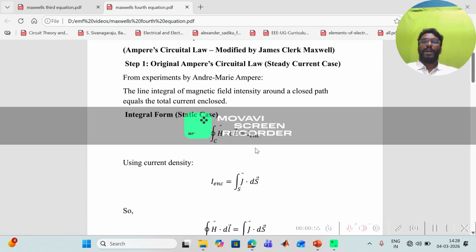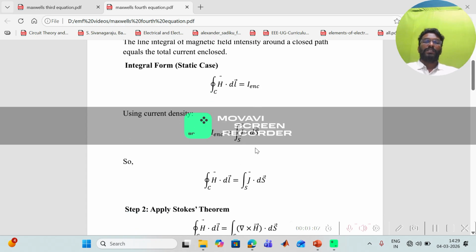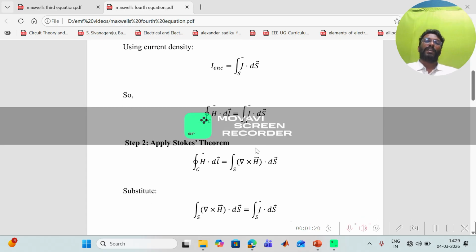In this particular equation derivation, the first step we'll see is the original Ampere circuit law from steady current case. The line integral of magnetic field intensity around a closed path is equal to the total current enclosed. In integral form, we can write it as closed integral of H bar dot dl is equal to I enclosed. Using the current density equation, I enclosed is equal to surface integral of J dot ds, where J is current density. So we can write closed integral of H bar dot dl is equal to, in place of I enclosed, surface integral of J bar dot ds.